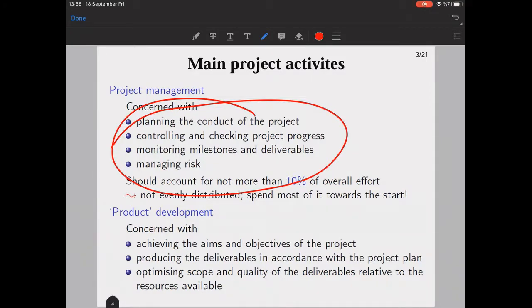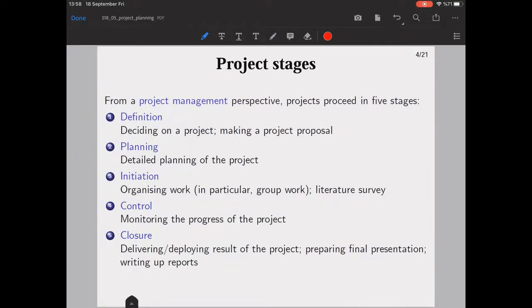Everything goes smooth. Product development is concerned with achieving the aims and objectives of the project, which you're aiming for, and producing the deliverables in accordance with the project plan. Our ultimate aim, what are our deliverables, what is our product, and optimizing the scope and quality of the deliverables relative to the resources available, to get the best out of those resources, input and money.